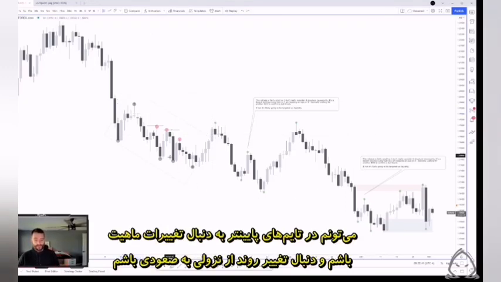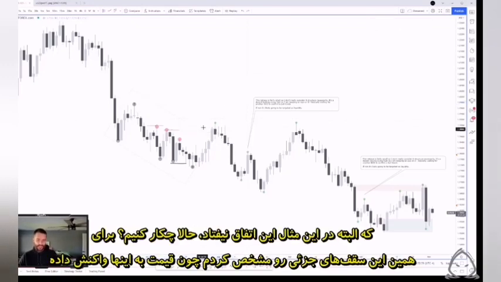But what I can do is start looking at changes of character on the lower time frames and see, okay, we get a change of character. Now, do we follow through to break the structure? Because then that's a more confirmed trend switching from bearish to bullish. But in this case, we don't get that. But what do we do?